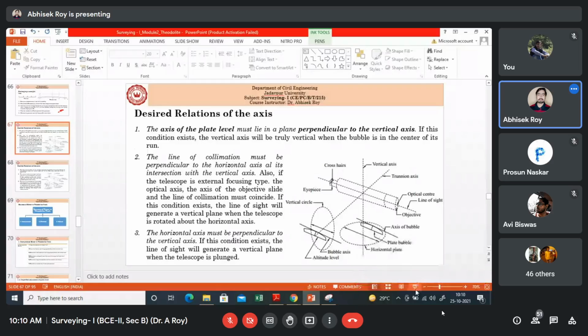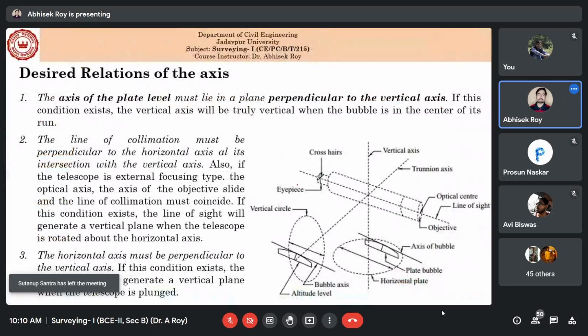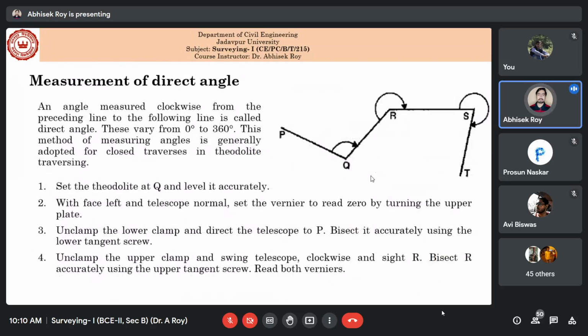Now suppose you are placing your eye here, and through this you are looking, and this is your objective, this is your eyepiece. So obviously there is the optical center and your line of sight should pass through the optical center. That means the crosshair's midpoint and this optical center should form a line, which is your line of sight, right? Then we know the trunnion axis is passing through the center, and we have already shown the trunnion axis.